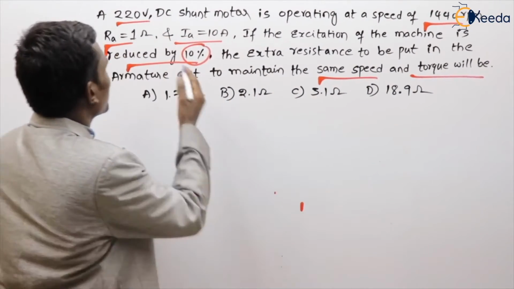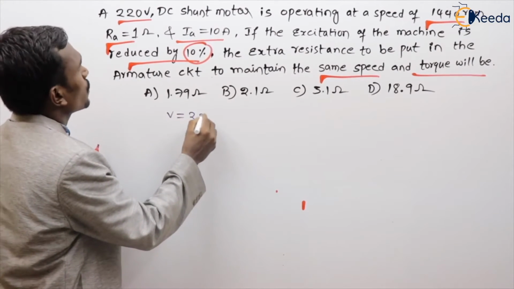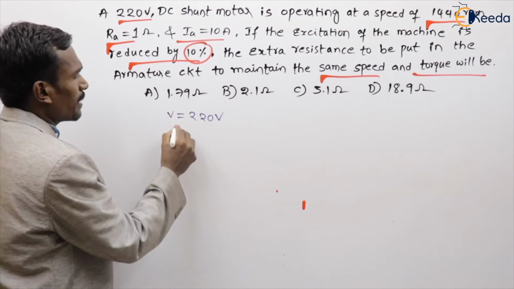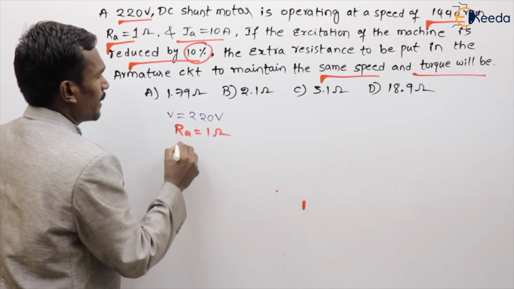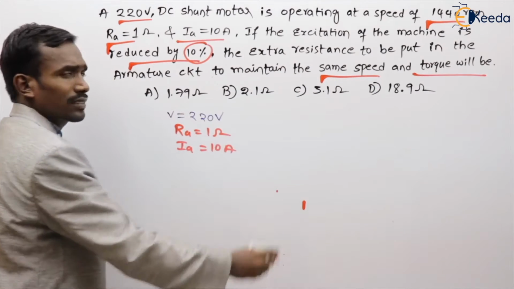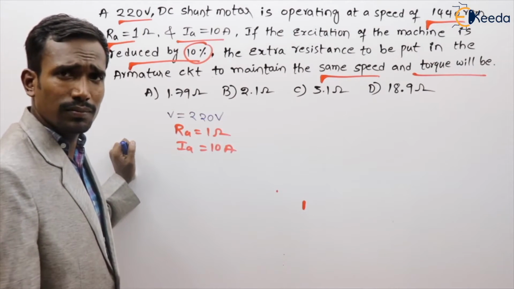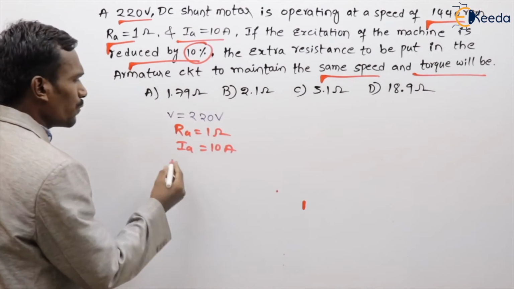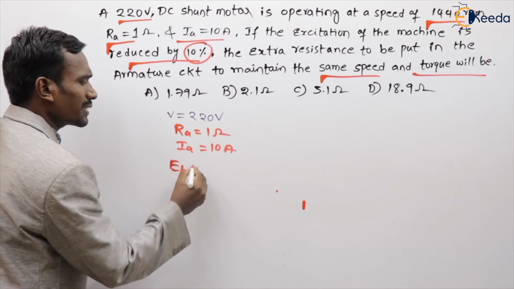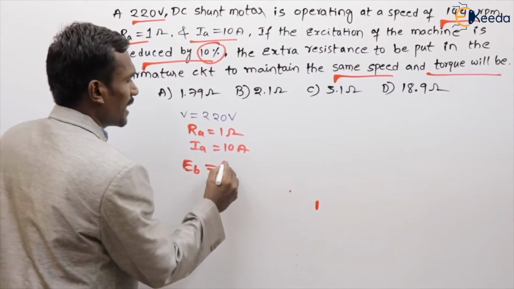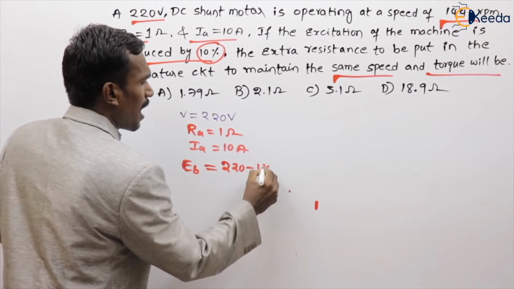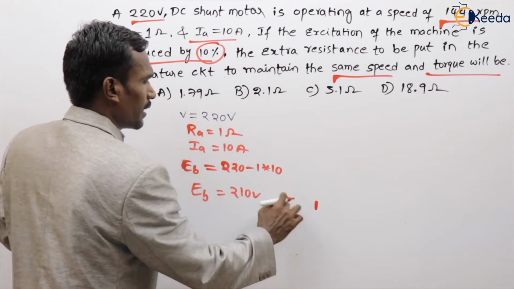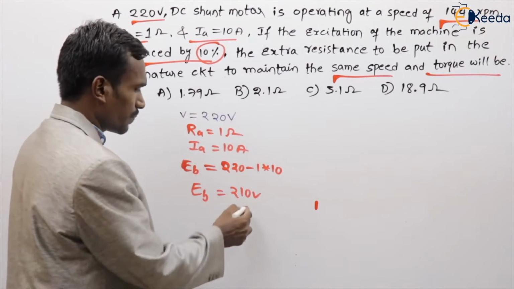Let's see here. Initially, my supply voltage is 220 volts, my armature resistance is 1 ohm, and my armature current is 10 amperes. Speed is the same, no need to take the speed. Now we have to find out EB. EB is equal to V minus IA RA. EB is nothing but 210 volts here.